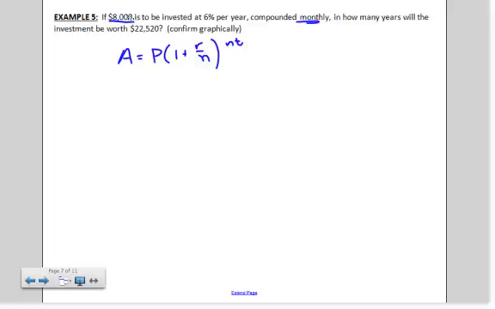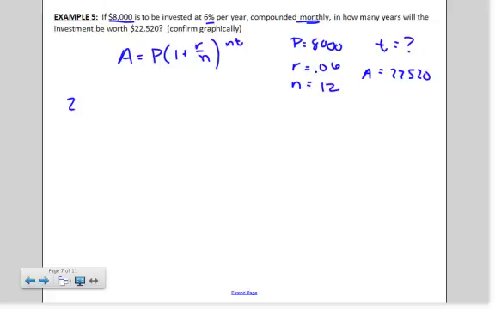Okay, if $8,000, that's our principal, so we have P equals 8,000. Is to be invested at 6% per year, our rate equals 0.06. Compounded monthly, so the times it's compounded yearly is 12 because there are 12 months in a year. How many years will the investment be worth 22,520? So we're solving for t, which we don't know, and we want A to be 22,520.